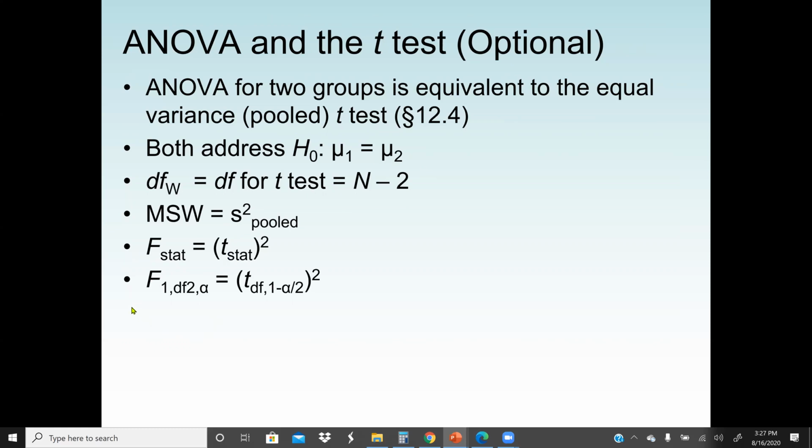So we have F at 1, degree of freedom 2, alpha. And we're going to generate the result.